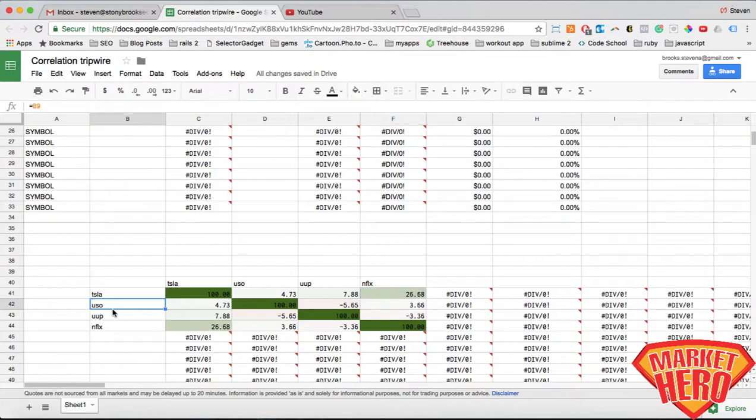Same thing with USO and UUP. USO is the commodity for crude oil. UUP is the commodity for the US dollar. They move completely random from one another. So while conventional wisdom will say stay away from having the same exposure to crude oil and the US dollar at the same time, I say go ahead, because their price movements over the last year have been completely random to one another. This is a very, very powerful tool, guys.